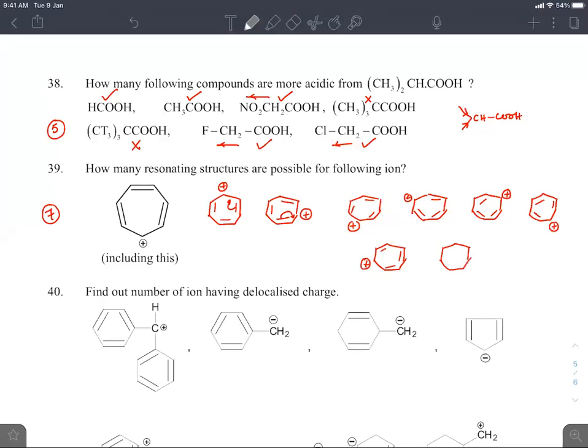Shift the positive charge again, we'll get positive charge back here. So these two are the same structures. So take it as one. Then we have 1, 2, 3, 4, 5, 6, 7. So total how many? 7 canonical. I think they have given the key wrong. Make sure you claim for this if you have done it 7. Okay. Sir, it had changed.